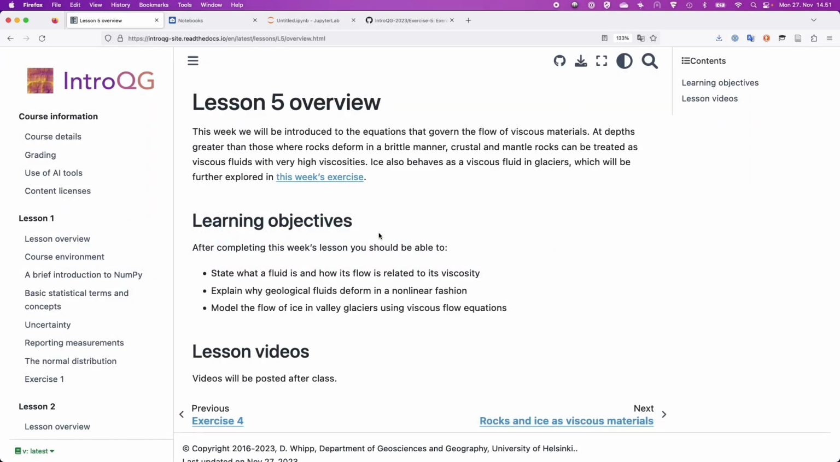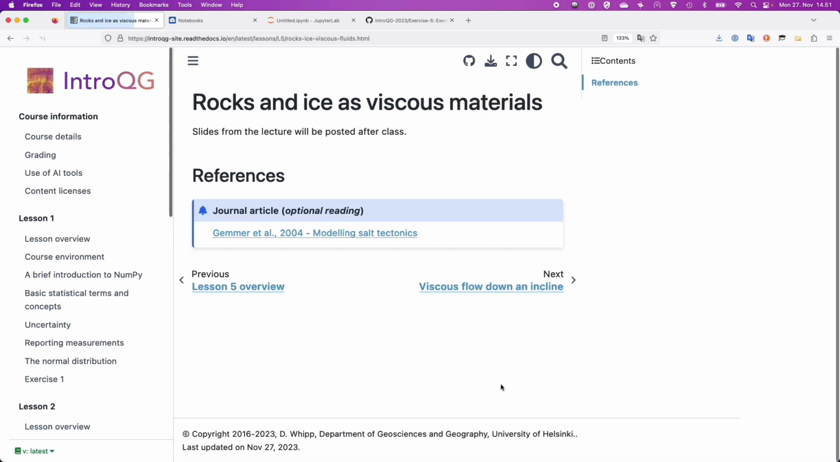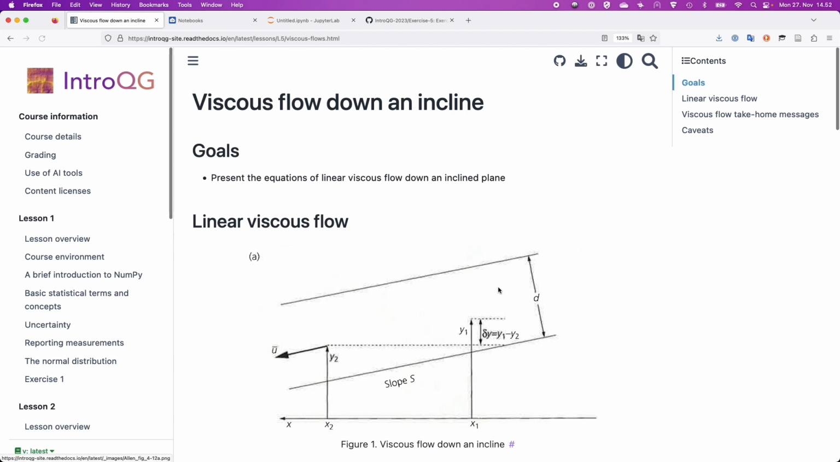All right. Then let's have a look at what's up after this. So here, by the way, is that optional article about the salt tectonics, if you're curious. It's just on the same page with this rocks and ice as viscous materials, which is where the lecture slides will go when class is done.